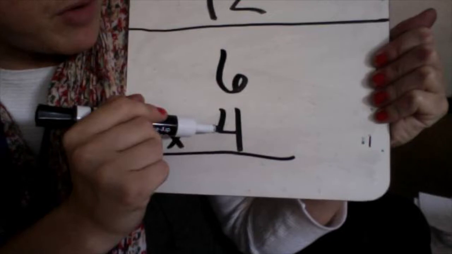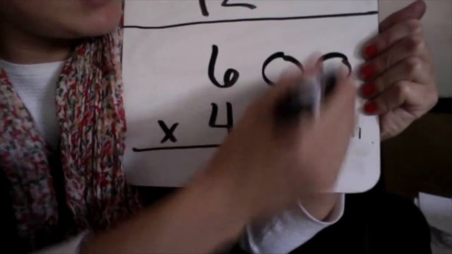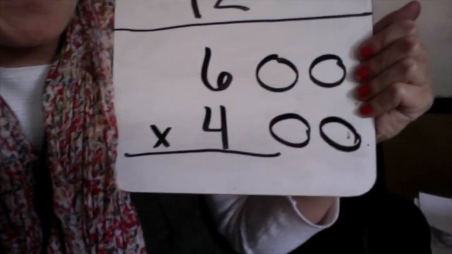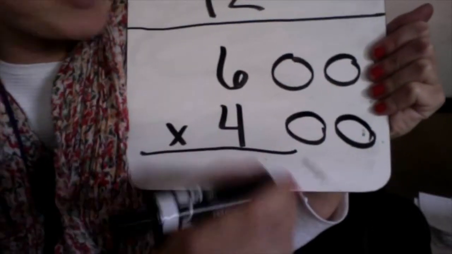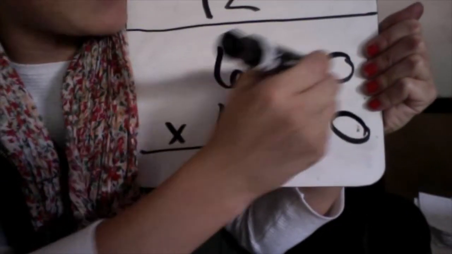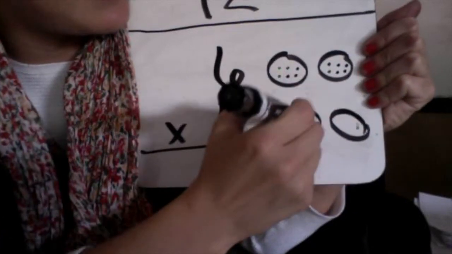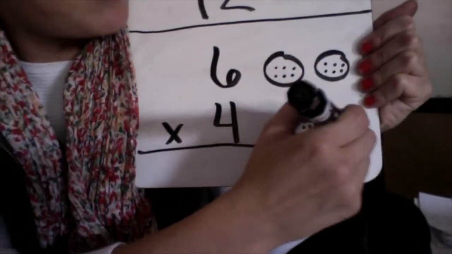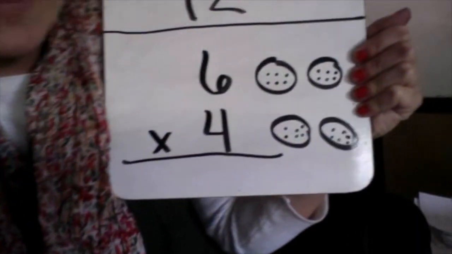Let's draw 4 groups. 1, 2, 3, 4. And we're going to put 6 in each group. 1, 2, 3, 4, 5, 6. 1, 2, 3, 4, 5, 6. 1, 2, 3, 4, 5, 6. 1, 2, 3, 4, 5, 6.